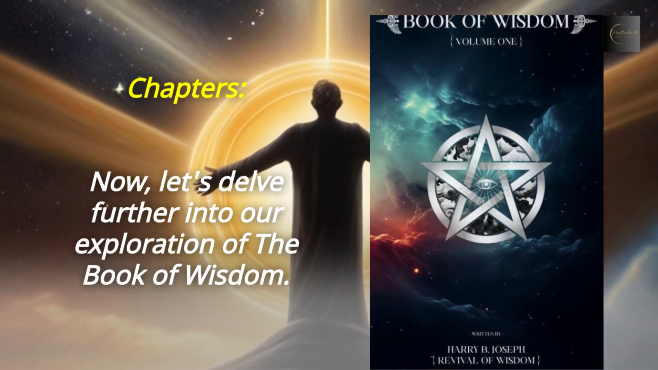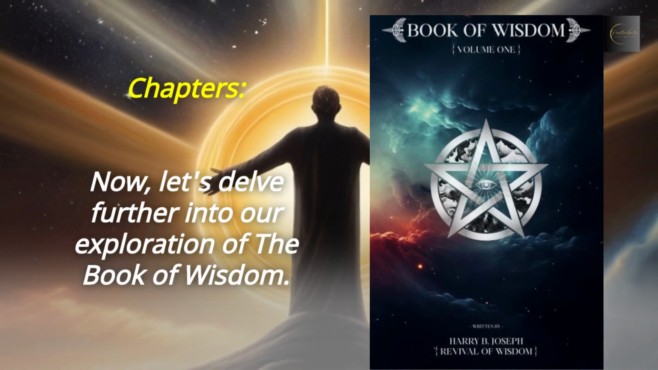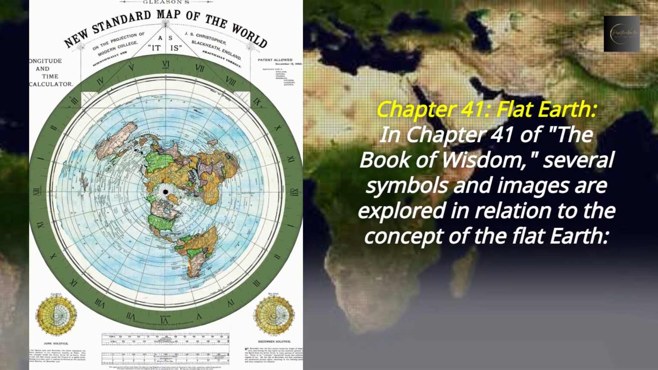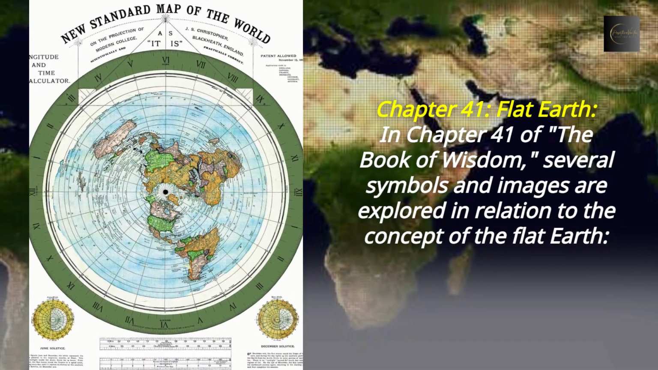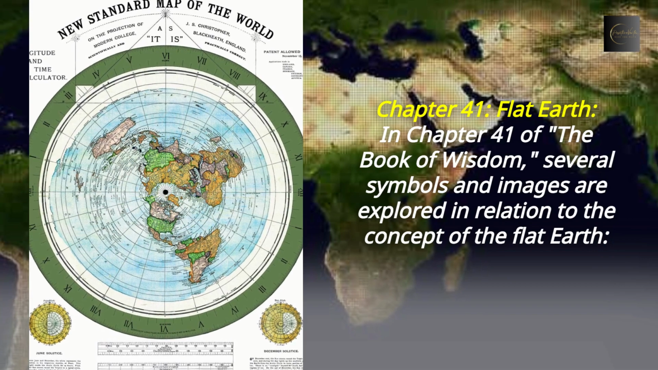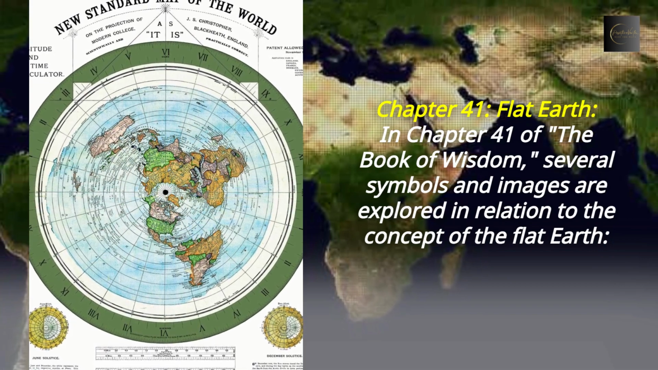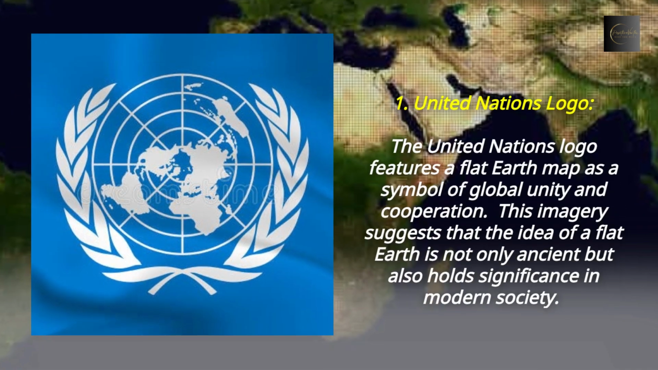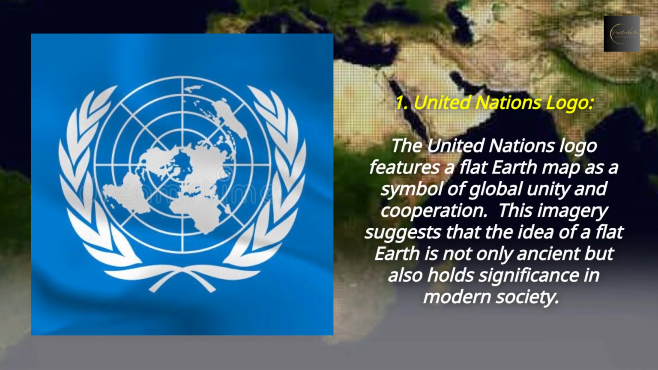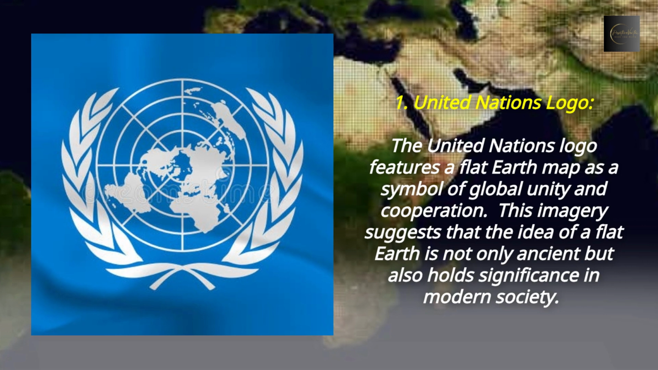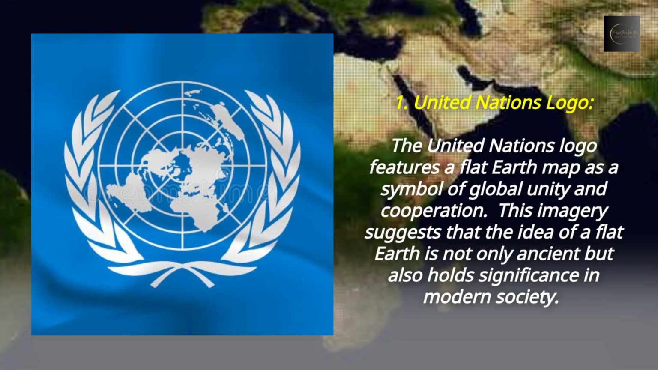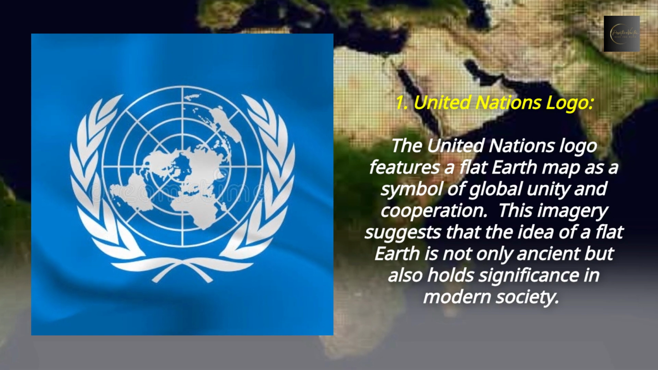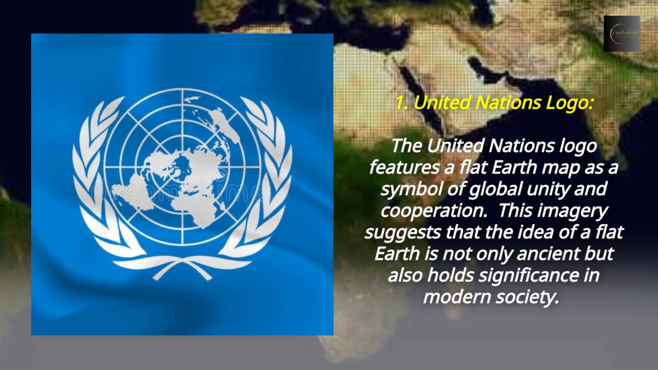Now, let's delve further into our exploration of the Book of Wisdom. Chapter 41, Flat Earth. In Chapter 41 of the Book of Wisdom, several symbols and images are explored in relation to the concept of the flat earth. 1. United Nations logo. The United Nations logo features a flat earth map as a symbol of global unity and cooperation. This imagery suggests that the idea of a flat earth is not only ancient but also holds significance in modern society.